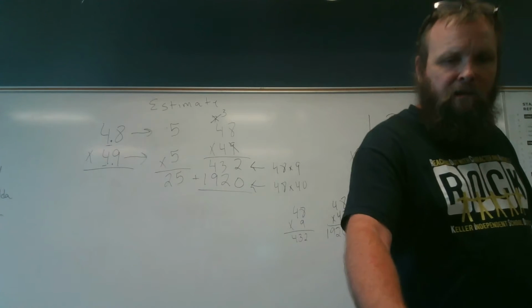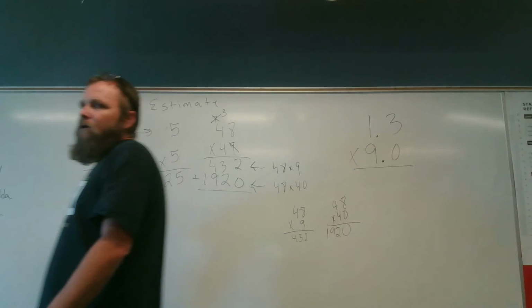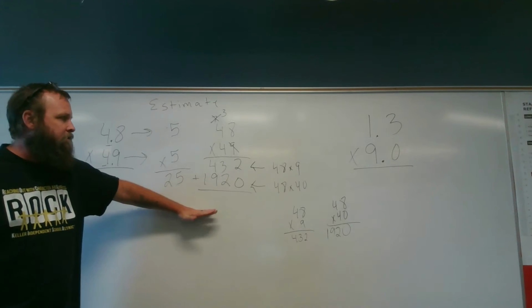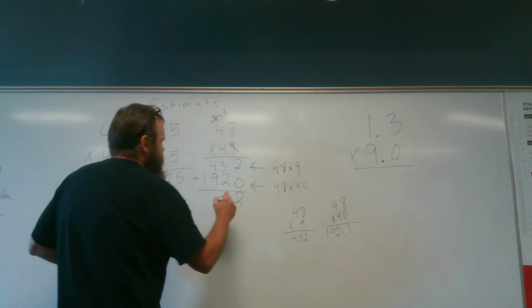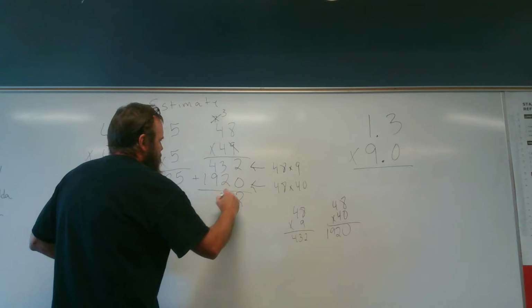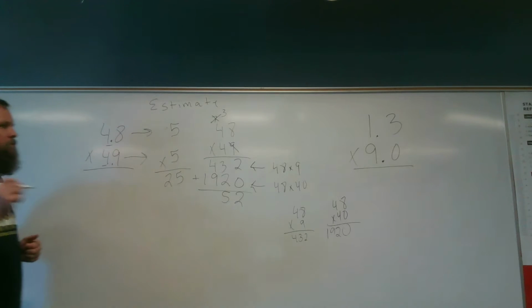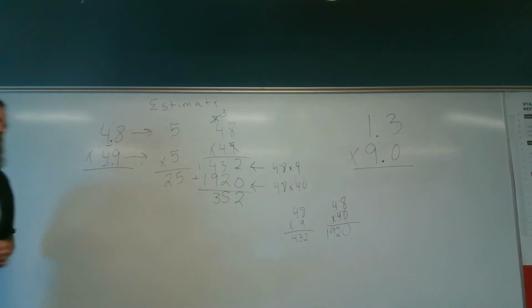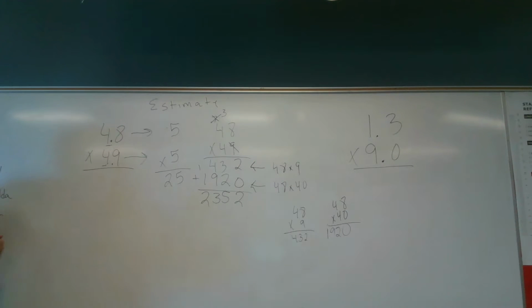So thank you, Peyton. Let's look at our next student I'm calling on. Aiden, let's find the sum of these two products. My ones place equals? 2. My tens place? 5. My hundreds place? 3. Okay, 13. So that means I carry 1 to my thousands place. And my thousands place equals? 2,000. Good. So I have 2,352.